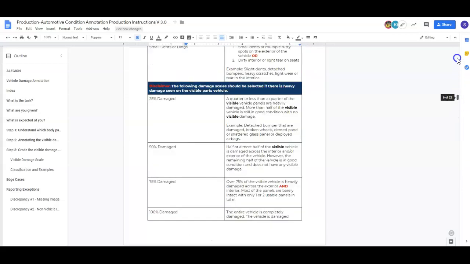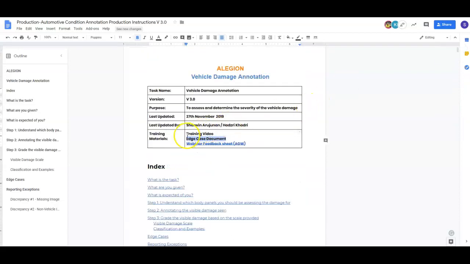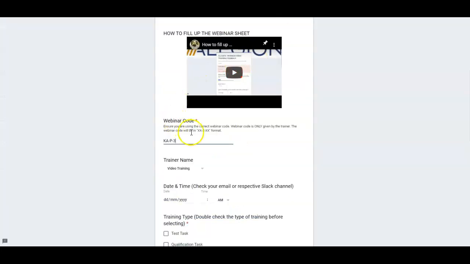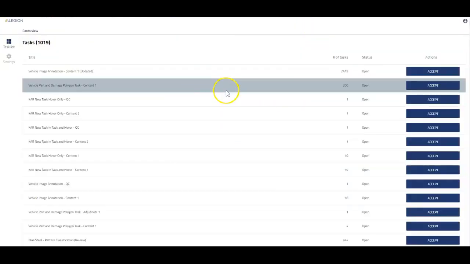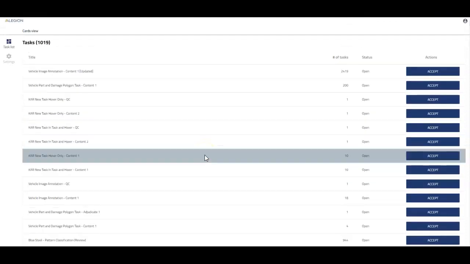Please make sure you check these tabs from time to time. As for the webinar code, this is the code. If you don't fill up the code properly, you will not be given access to do the training production task. The trainer name is basically video training, and the date and time is as and when you're watching it. If you have already been given access to the production task, you don't need to bother about this feedback form again.